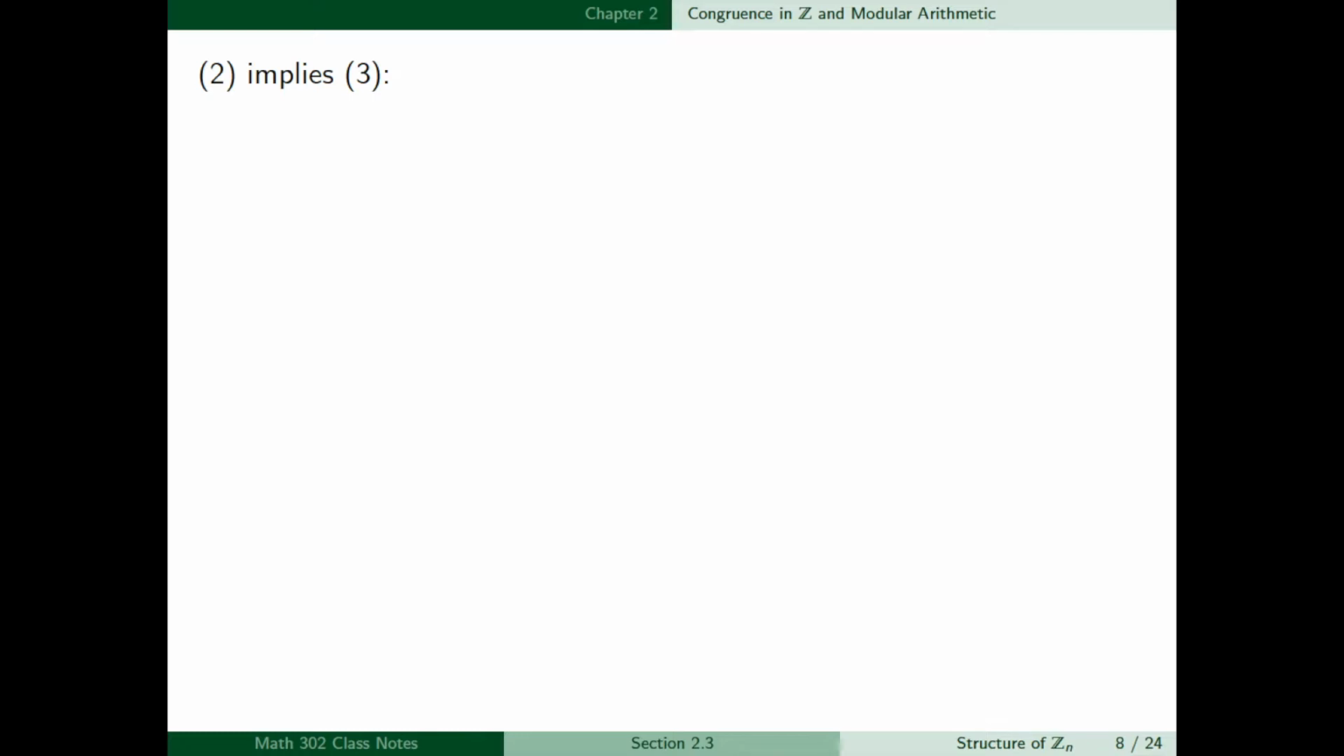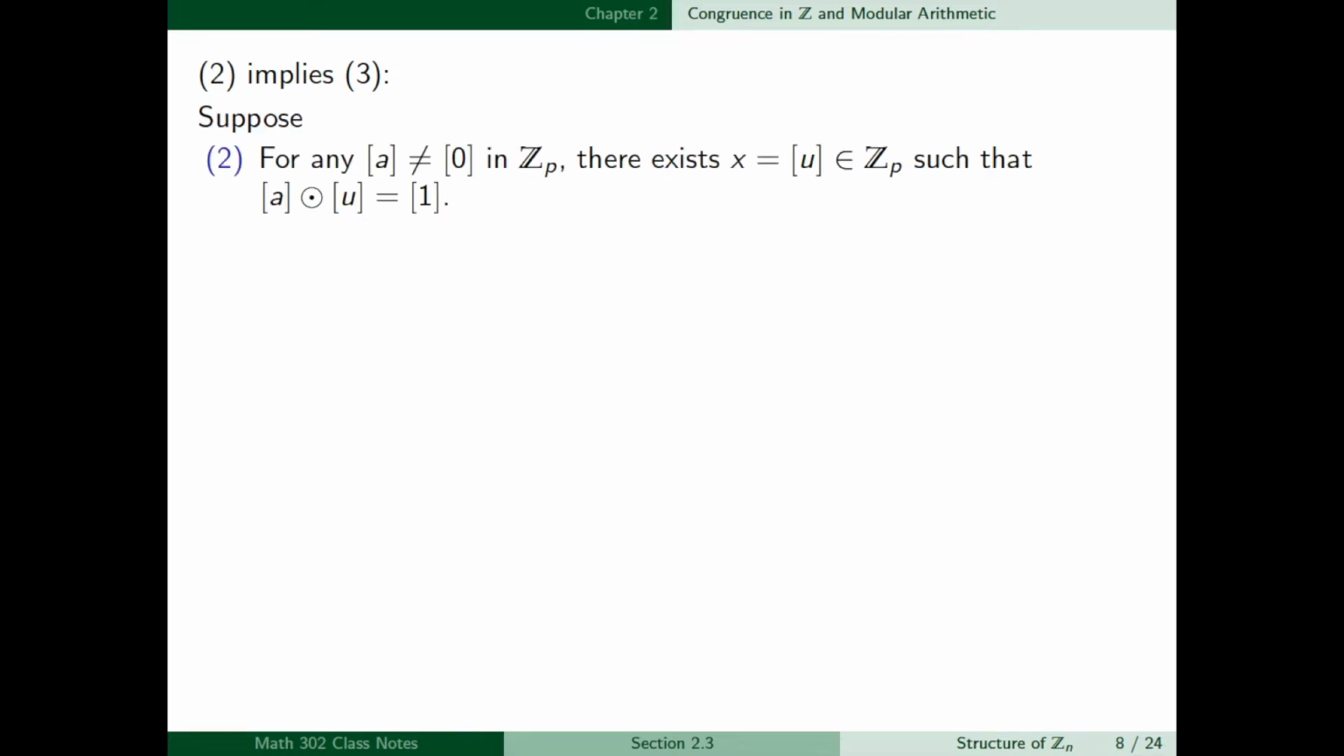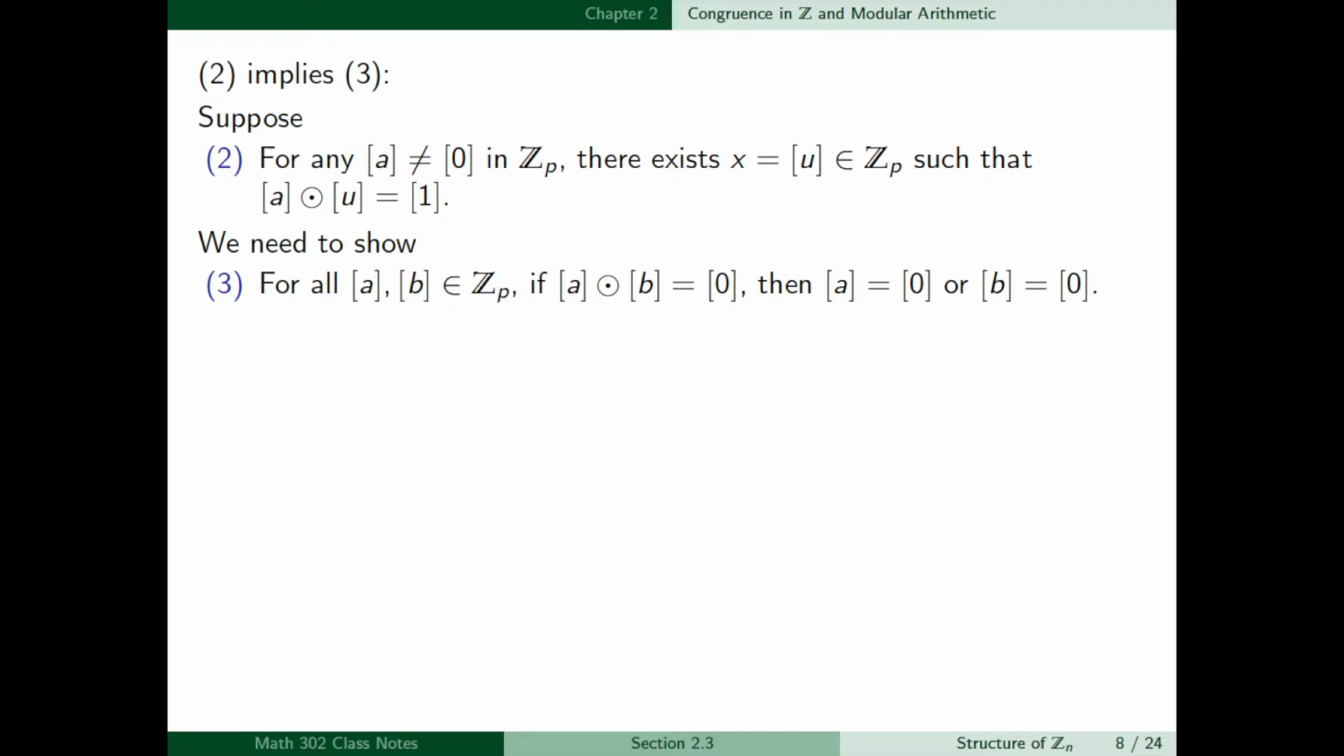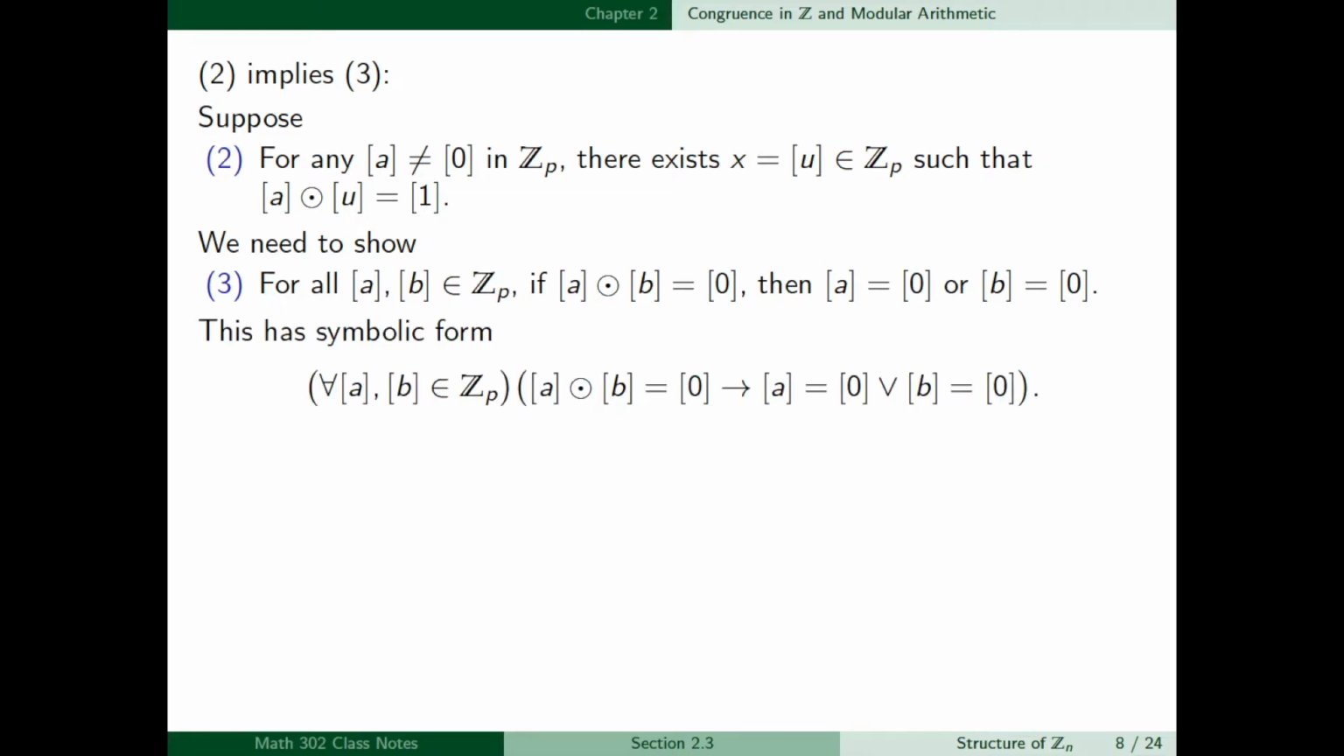Next, we'll prove 2 implies 3. So we'll suppose that 2 is true, and we need to show 3: for all classes A and B in Z sub P, if the class of A times the class of B equals the class of 0, then the class of A is 0 or the class of B is 0. Now this has symbolic form as shown: for all A, B in Z sub P, A times B equals 0 implies A equals 0 or B is equal to 0. So the symbolic form is a conditional statement with an "or" in the conclusion.